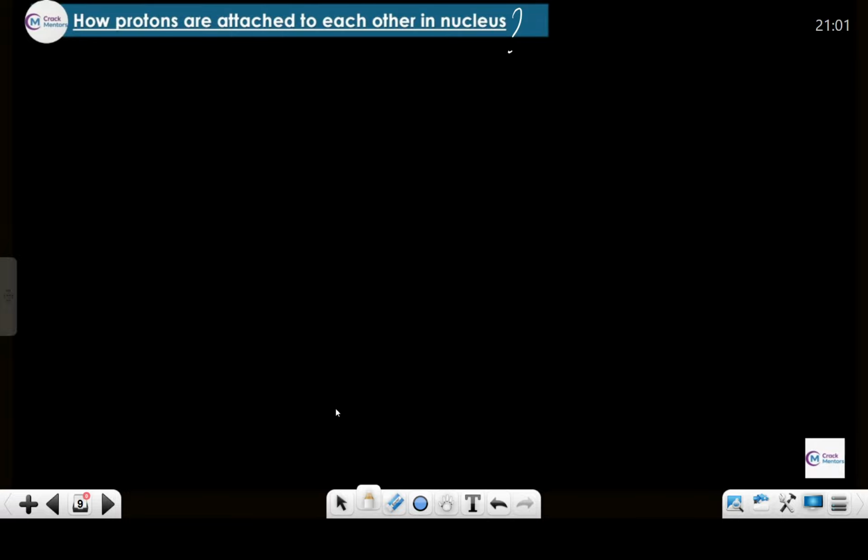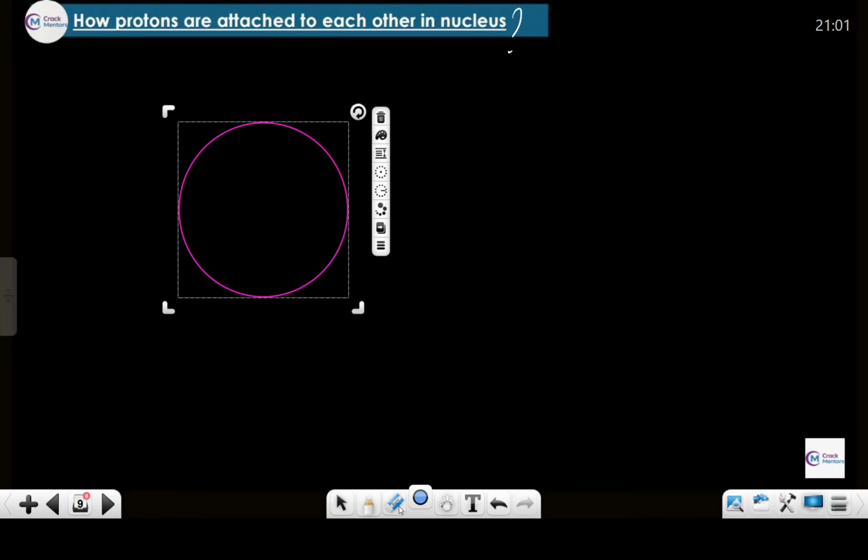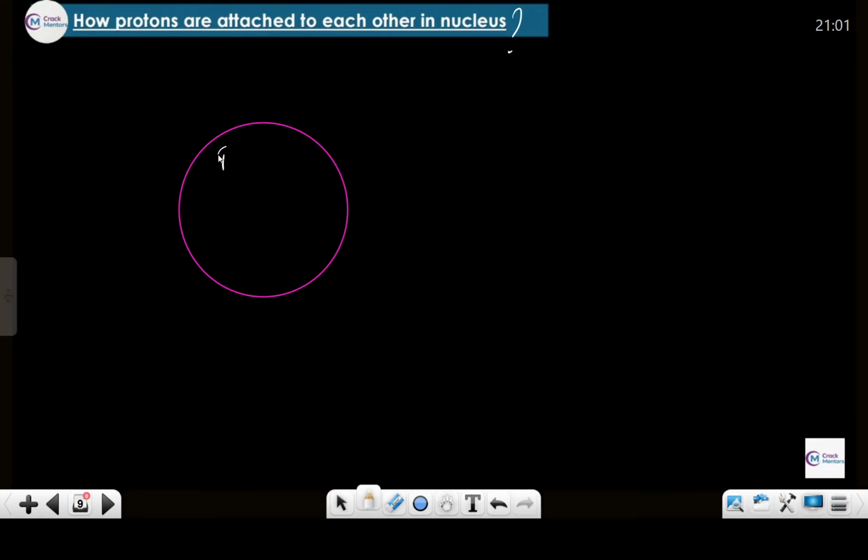So basically, what I'm trying to convey is that we have understood each and every concept right now. And there is one more thing: if each and every proton is packed in the nucleus, then how are they present in it? This is one of the most important questions which should come to mind.